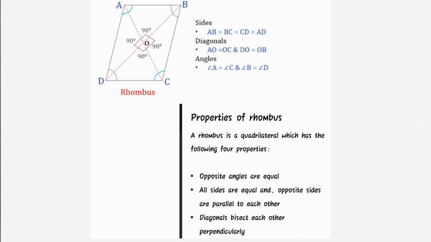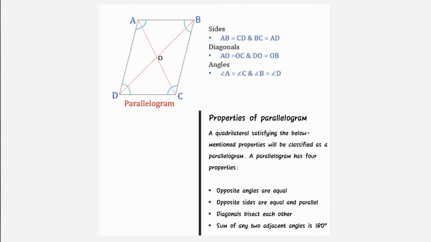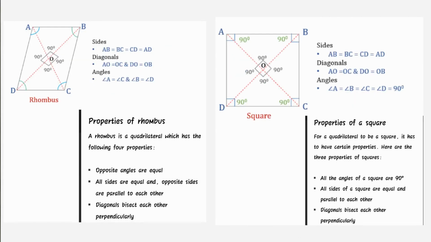So for a rhombus, all four sides are equal. That's the only property of a rhombus. The diagonals are not equal. For a rectangle, opposite sides are equal and both diagonals are equal. For a parallelogram, opposite sides are equal, the diagonals are not equal. So parallelogram but not a rectangle: to show that, you'll have to show that the diagonals are not equal. Rhombus but not a square: you'll have to show that the diagonals are not equal.